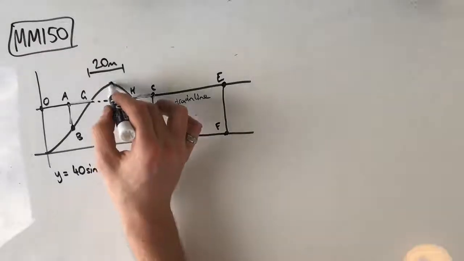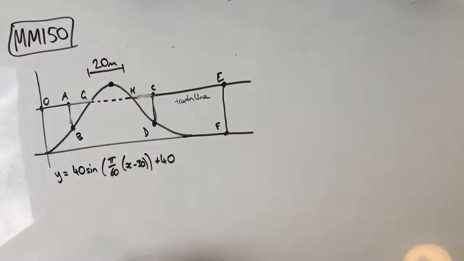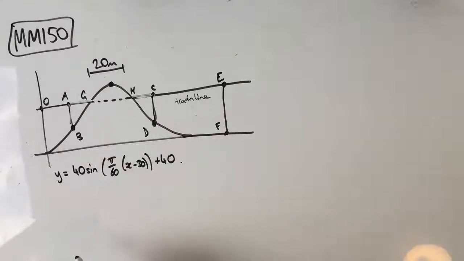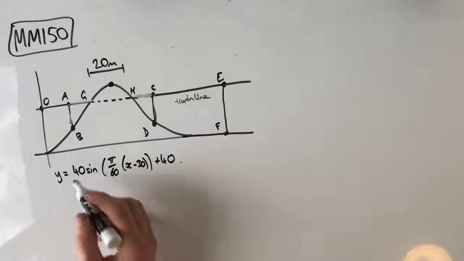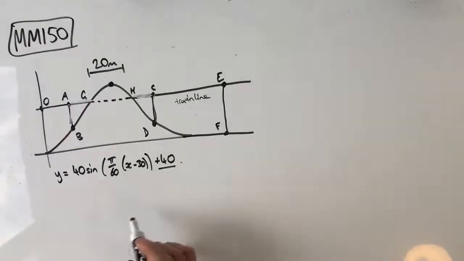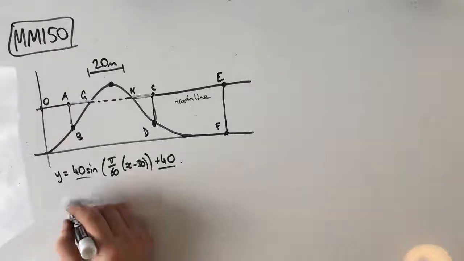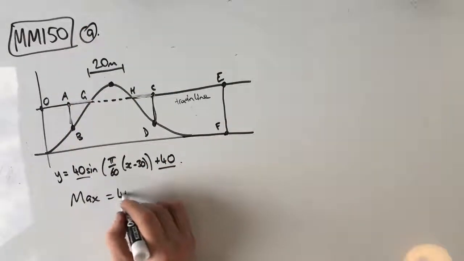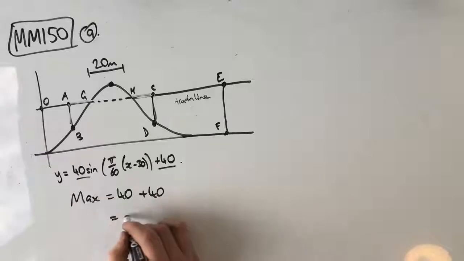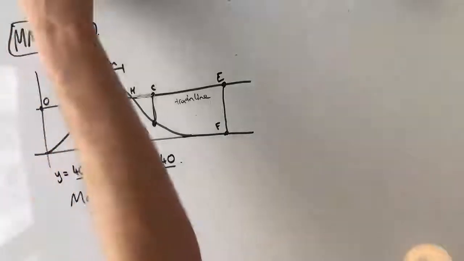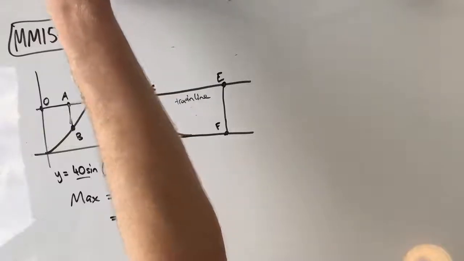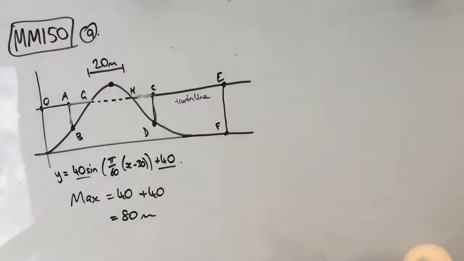Fantastic. So this bit here is our peak of the mountain, and we know that that occurs at the maximum of this function. So the maximum is simply equal to our midpoint, which is 40, plus our amplitude, which is 40. So for part A, max is equal to 40 plus 40, which is equal to 80 meters. So that's how far above our ground level the peak is. So 80 meters is our answer for that.